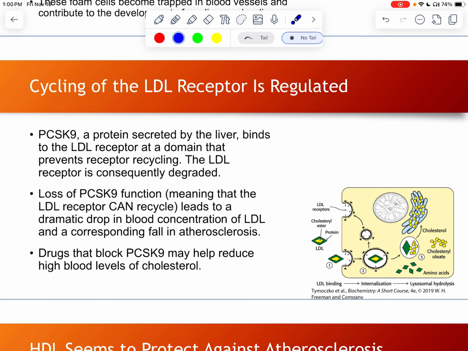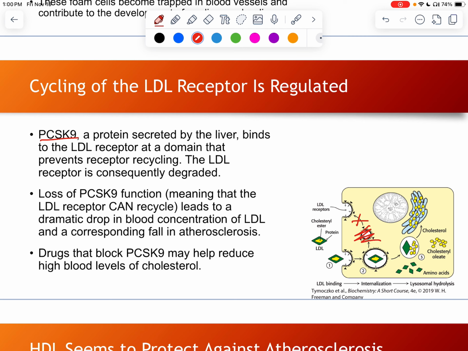Now, if we're thinking that way, that we want to be able to control these receptors, then we need to know how this cycle of pulling this in and then sending that receptor back is regulated. It turns out there's a specific protein, you don't need to remember the name of it, that's secreted by the liver that binds to the LDL receptor and prevents it from recycling. So this protein would keep this from happening, and then eventually this receptor gets degraded and it's no longer there. So this protein is not a friend to us being able to pull more cholesterol from our bloodstream.